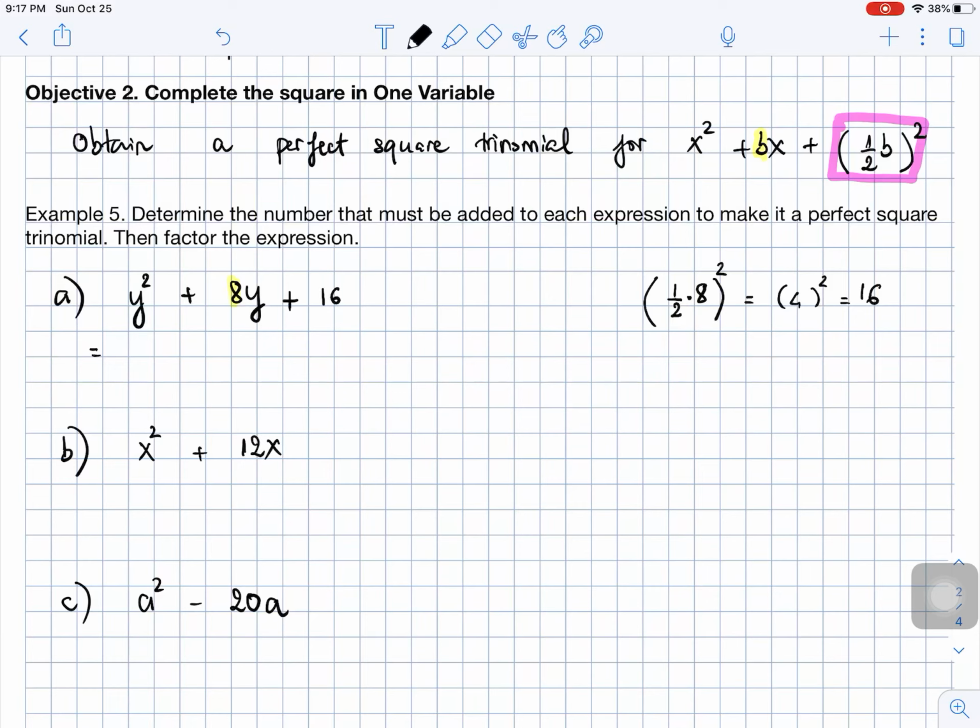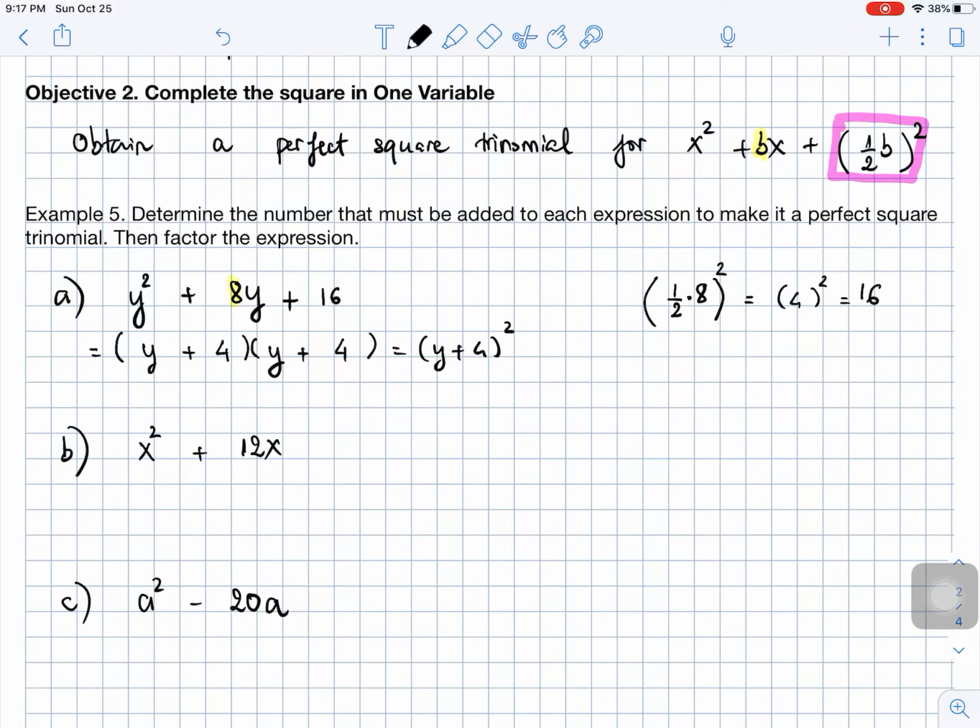So to add the third term, what you do is use the formula. You do 1/2 of b, so 1/2 of 8. So 1/2 times 8, and then you square it. 1/2 of 8 is 4, and then you square the 4, which is 16. That means the third term we will add is 16.